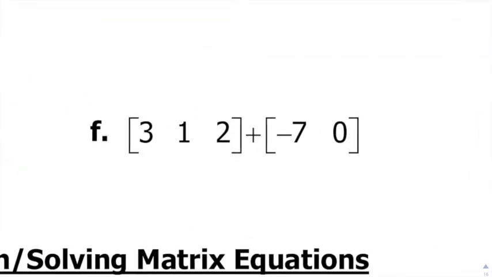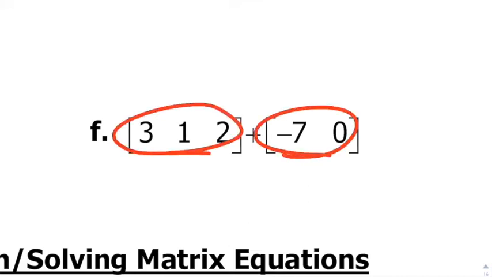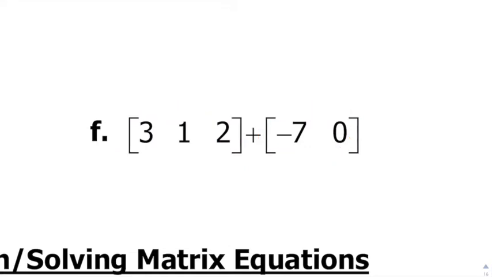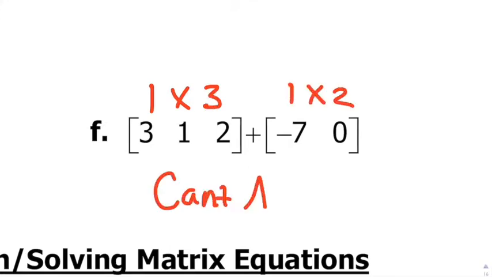Same exact thing here for F right here. Yes, they're both kind of horizontal. They both have 1 row, but one has 3 columns and one has 2. So this is a 1 by 3, and then this is a 1 by 2. So once again, can't add these.